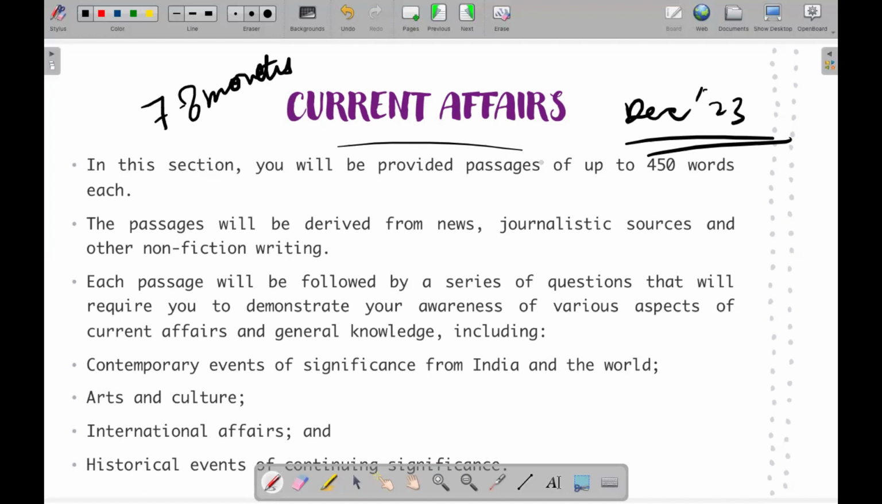Students should also be aware about the sports news. They should be aware about important awards, like who won the national award, who is basically participating in what. So you have to be aware about all of these things. Now, obviously, you cannot just read it once and hope to remember it. So the key to prepare for current affairs is that you have to revise it over and over again.